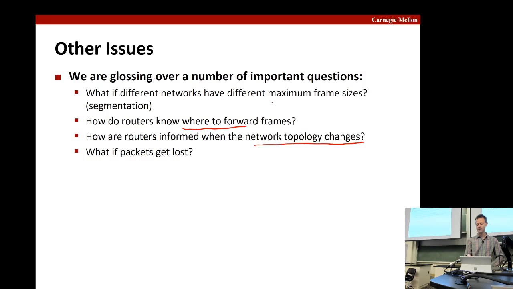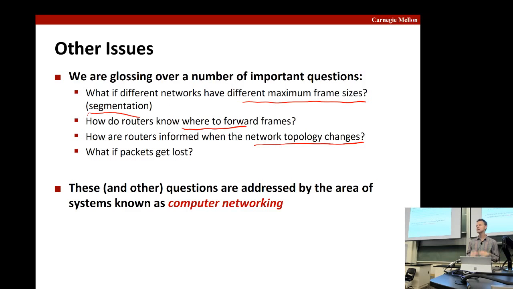What if the different networks have different maximum frame sizes, right? So one says my frames are tiny, one says my frames are big, and the one who's sending tries to send a big one to the one who's tiny, right? And you've got to break them up and so forth. And what if a packet gets lost along the way? Okay, so all these kinds of questions are an entire area of computer science called computer networking, and there's a whole course you can take on that to discuss this and many other issues of computer networking.